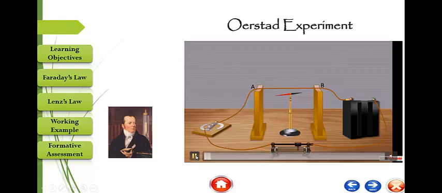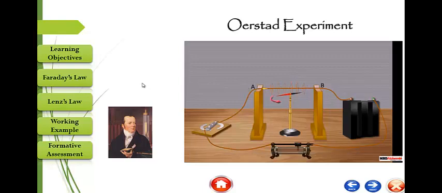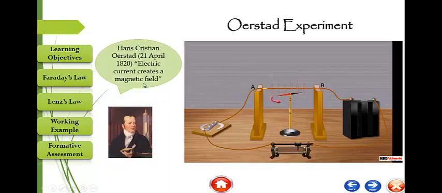Then, when current passes through the conductor wire, the magnetic compass needle shows deflection. The needle shows deflection while the electric current passes through the conductor wire. It means there is a magnetic field around the conductor wire. Then Hans Christian Oersted made the conclusion that electric current creates a magnetic field.